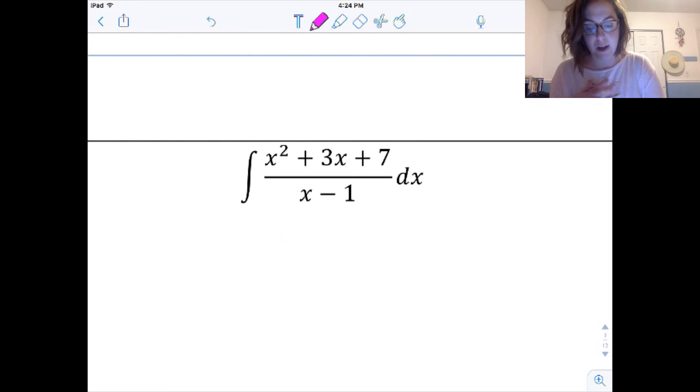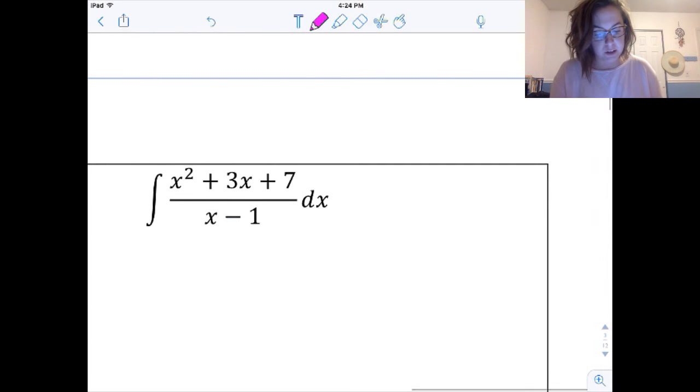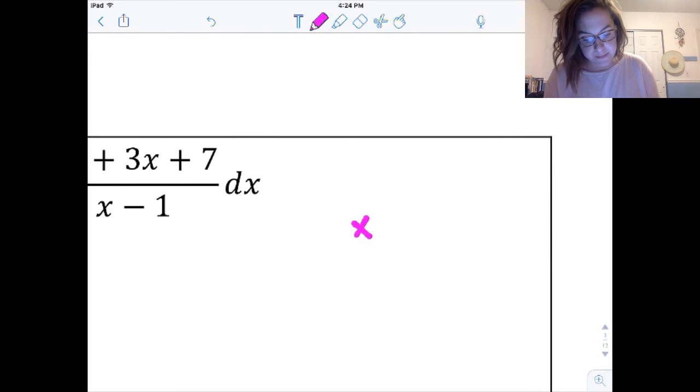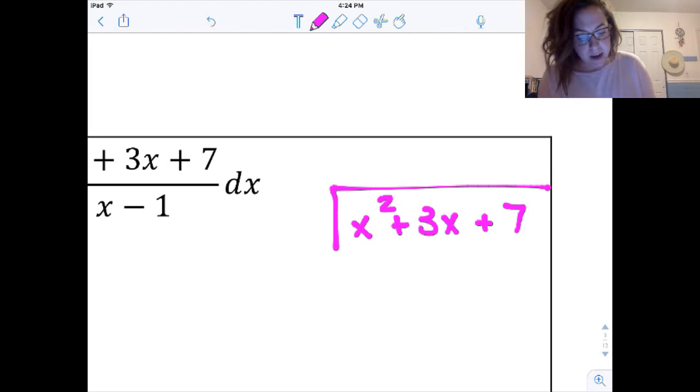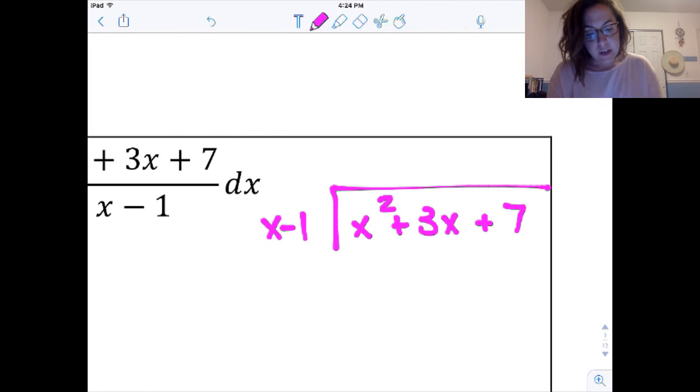So I'm going to start with doing some long division. So x squared plus 3x plus 7. This would actually be a good candidate for synthetic division if you wanted to do that because the 0 is just 1. But I'm going to do it with long division as a review. So x times what would give me x squared? That would be x. Bring these down, multiply by each term. So x times x is x squared. X times negative 1 is negative x. And then you're subtracting this whole quantity.